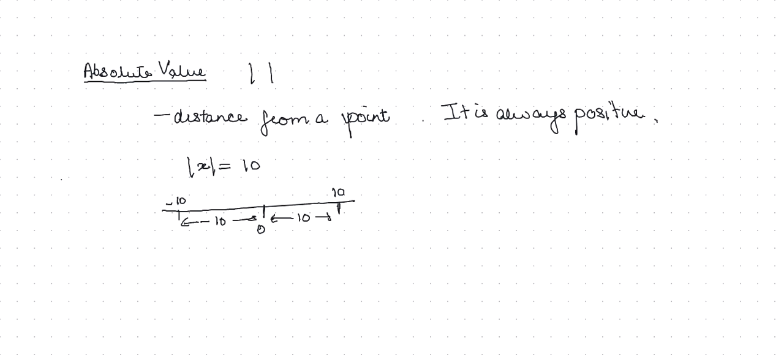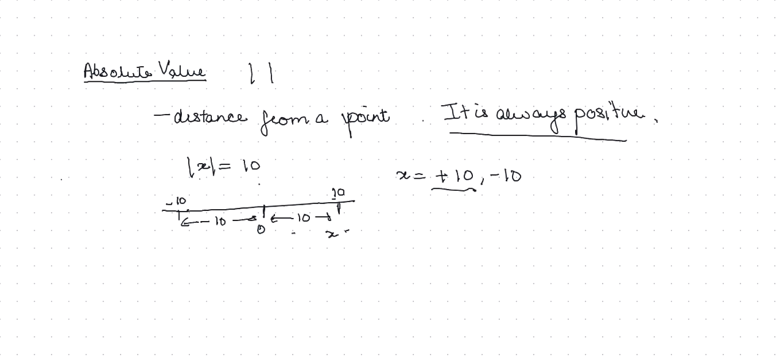So we can say that x can be positive 10 or negative 10, because when x is equal to positive 10, the distance is 10, and if x is negative 10, then also the distance from 0 is 10. Here it is distance from 0. So we say absolute value, and absolute value is always positive.